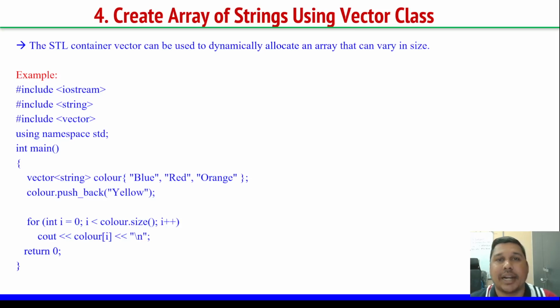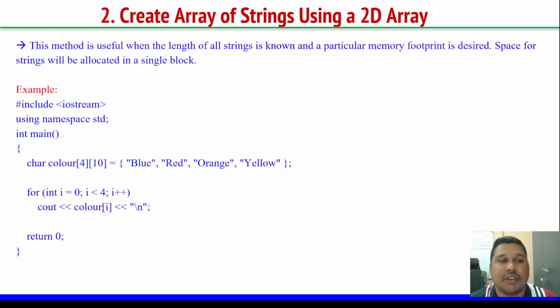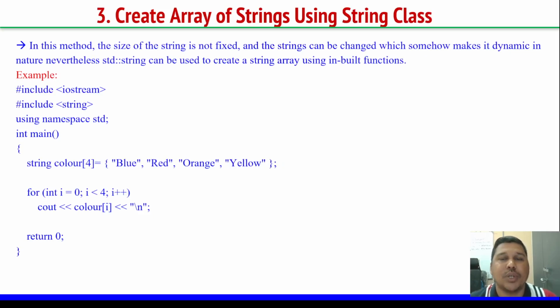We will see these two later once we study the standard template libraries. But the other ways of creating an array of strings: one way is using pointers, then using a 2D array, and the third one using string class, right? These three are sufficient for now. Those two we will see later.